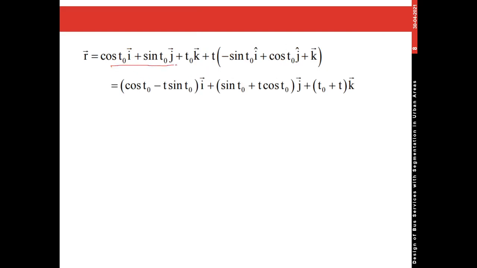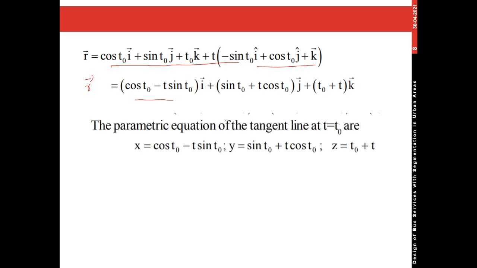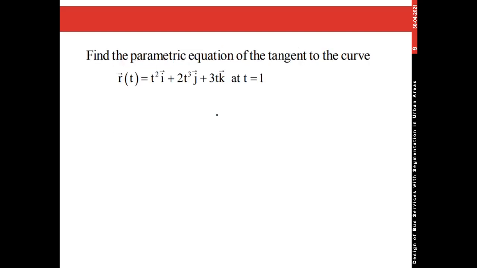So just substitute this. Okay, so we get r in the form of a vector equation. Now we will write it in parametric form. Parametric form means we take x of t equal to this, y of t is this, and z of t is this. So in parametric form we are taking the x, y, z coordinates. For t naught equal to pi, you just substitute pi instead of t naught. Okay. So similarly, you can do this problem.